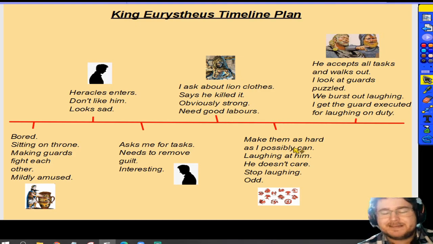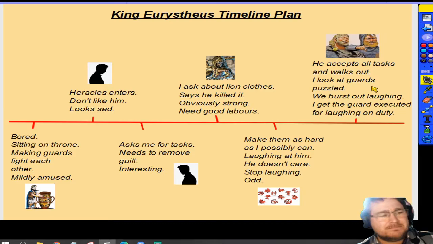So I make them as hard as I possibly can. Remember, I'm evil. I'm mean. I'm laughing at him because I'm just a really awful person. He doesn't care, so I stop laughing. I find that really, really odd. So he stumped me. Wow. Why isn't he going, oh my goodness, please, no, not that? He's just like, yeah, okay. Wow, interesting. Anyway, after that, he accepts all the tasks and he walks out.